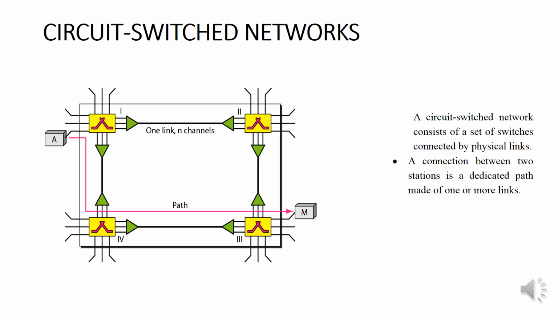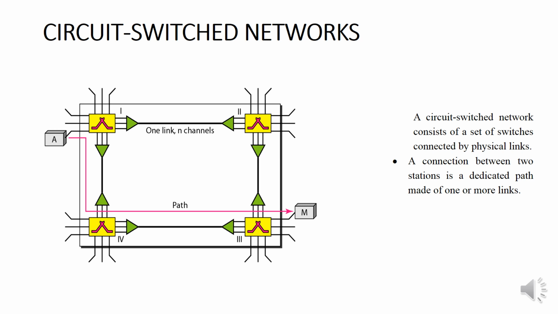In the case of a circuit switched network, which consists of a set of devices connected by a physical link, the connection between two stations is a dedicated path made of one or more links. Each link is normally divided into n channels by using FDM or TDM technology. A circuit switched network is made up of a set of devices connected by a physical link. In short, we can say that circuit switching takes place at the physical layer.